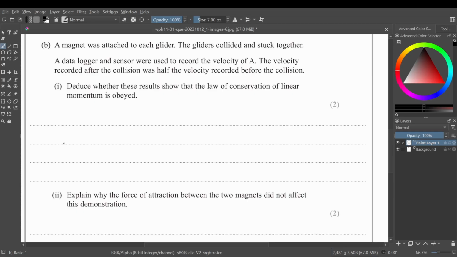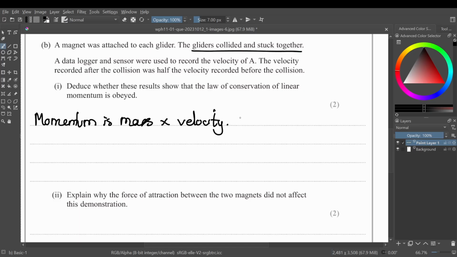Okay, so basically we have to mention what momentum is. You can write the formula for this, or you can just say that momentum is mass times velocity, right? And basically mention this statement right here properly. Why is this affecting the after the collision stuff?